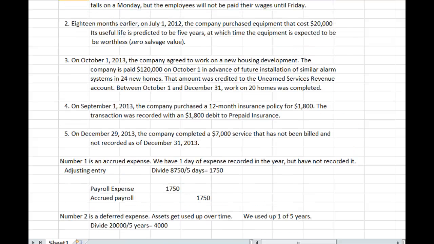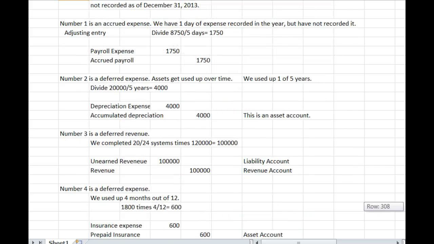Number two. 18 months earlier, the company purchased equipment that costs $20,000. Its useful life is predicted to be 5 years, at which time the equipment's worthless. Okay, so we'll deal with some depreciation methods later, but for right now, as 1 year has gone by since we apparently last wrote an adjusting entry for this, we've used up another year of the equipment. So if the equipment's going to last 5 years, I should say this is a deferred expense, so we paid for it already. Assets get used up.